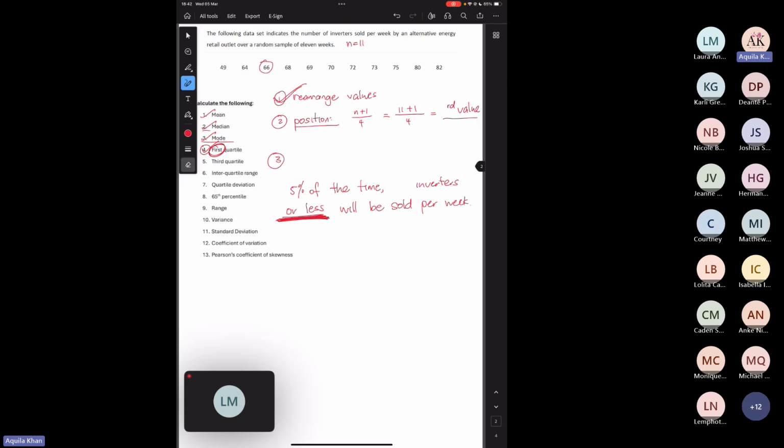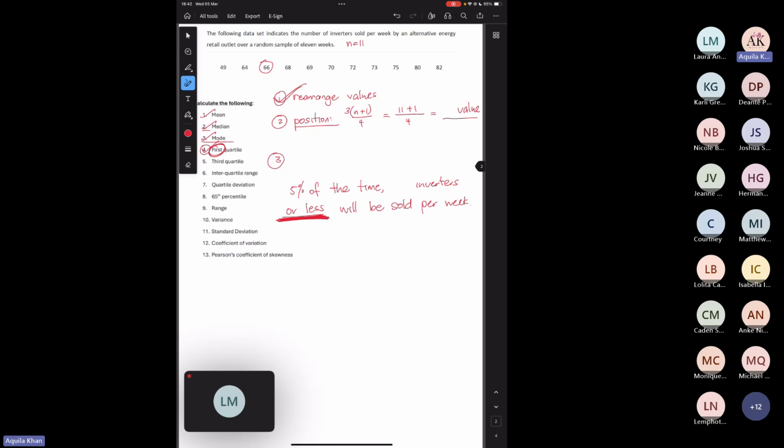The only difference is that instead of n plus 1, it's 3 multiplied by n plus 1. But please make note that the n plus 1 is within brackets and the 3 is on the outside, meaning you're saying that it's 3 multiplied by n plus 1. So same first step, rearrange the values.